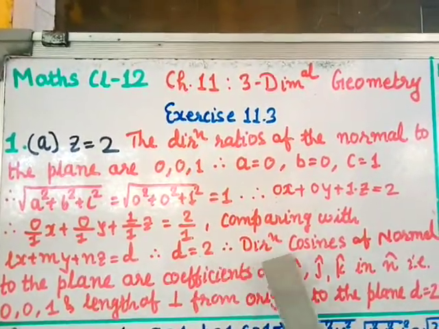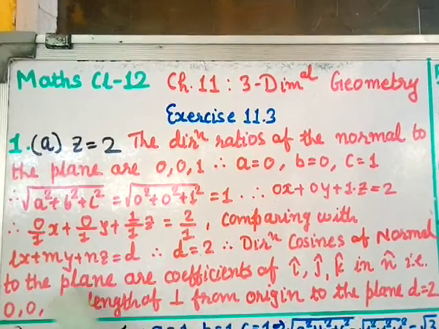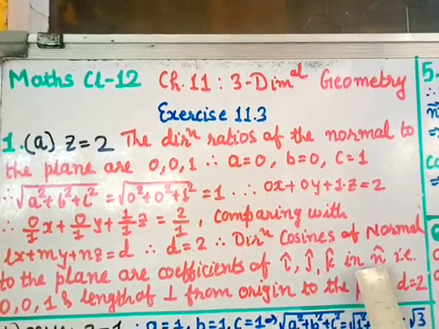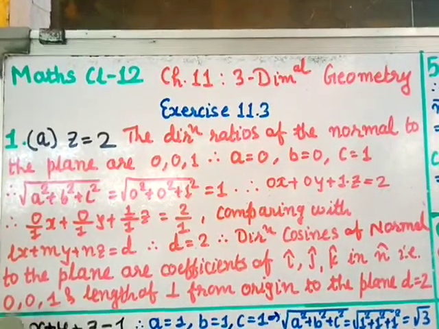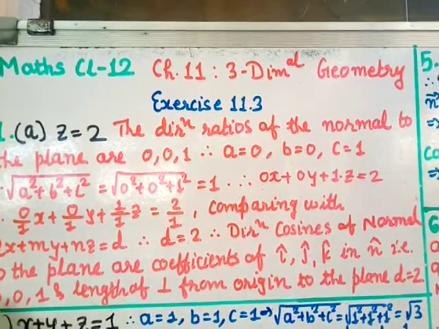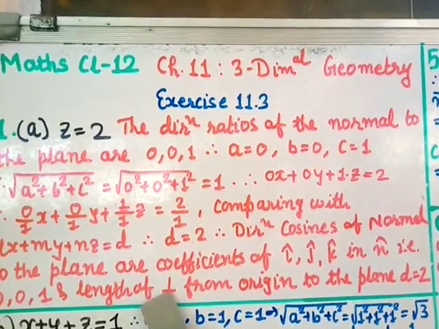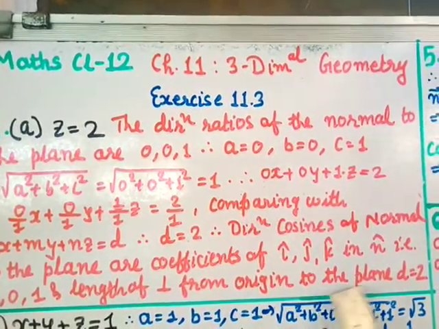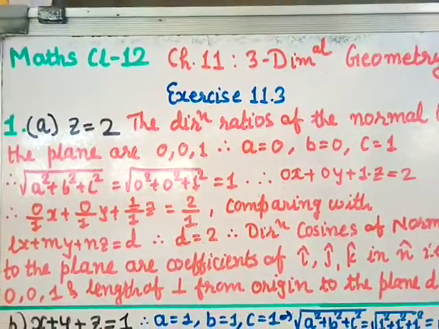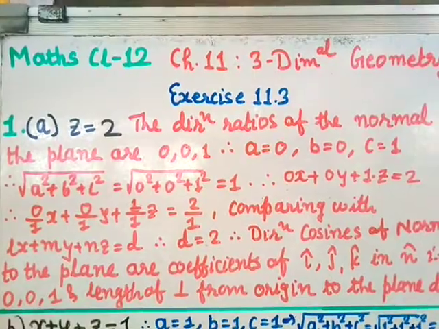And therefore the direction cosines of the normal to the plane are the coefficients of i cap, j cap, k cap in n cap. That is, here we know that it is 0, 0 and 1. And the length of the perpendicular from the origin to the plane is the value of d, that is equal to 2. So that is the solution for question number 1, part A.